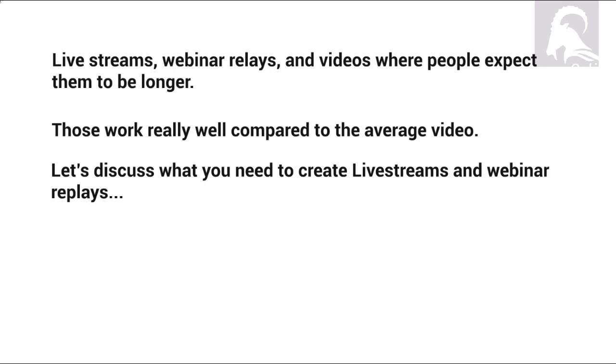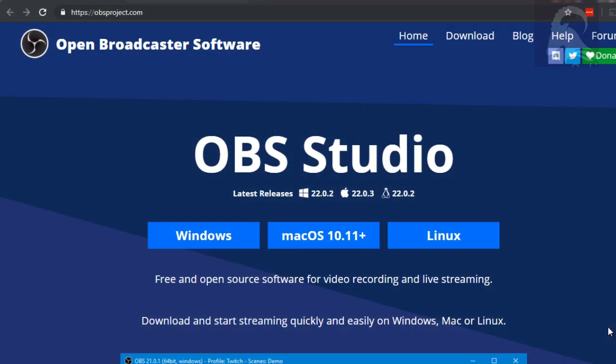So let's discuss what you need to do in terms of software or even web applications to create live streams and webinar replays. In order to create a YouTube live stream, you're going to need broadcasting software. There are many. You can go to YouTube and type in how to set up a live stream, and there are a lot of videos on that. But this is one particular one that we have used and that has worked really well for us. It's called Open Broadcaster Software, and it's free, best of all.